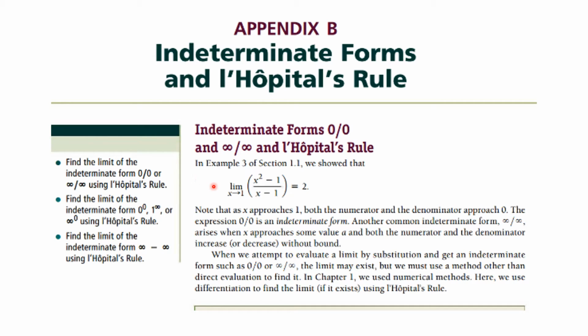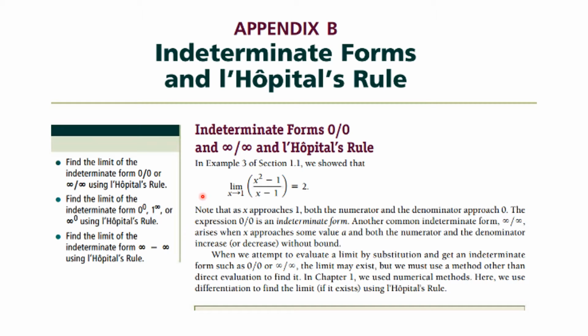By way of introduction, way back in Chapter 1, we showed that the limit as x tends to 1 of x squared minus 1 all over x minus 1 is equal to 2. You might remember that what we did back then is we factored the top into x plus 1 times x minus 1, and then we canceled out the common factor. Today we're going to talk about another way to get this, and what we're doing today will work even when you cannot factor the numerator and denominator.